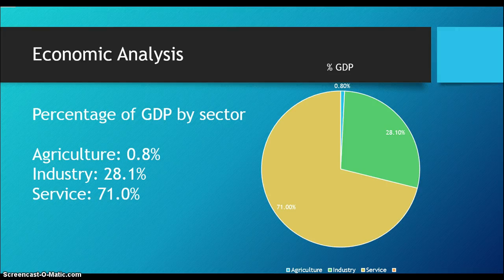German business is divided into 3 sectors: agriculture, industry, and service. As shown in the pie chart, the agriculture sector only contributes 0.8% of GDP. The industry sector contributes 28.1%, and the service sector contributes the largest amount at 71%.